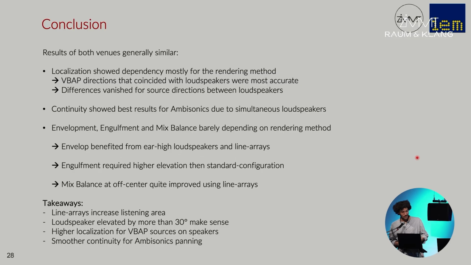So I think the main takeaways hereby are that if they are available, it makes sense to eventually employ these loudspeakers because they just increase the listening area. Most people will have more fun during the concert, and that loudspeakers should be elevated at least over 30 degrees. So there should be some at the top, ideally, in order to provide this kind of coverage. And if we think about localization, it's a bit dependent what we try to aim on, if it should be moving sources or stable sources. And in terms of continuity, ambisonic seems to be the winner, to say.